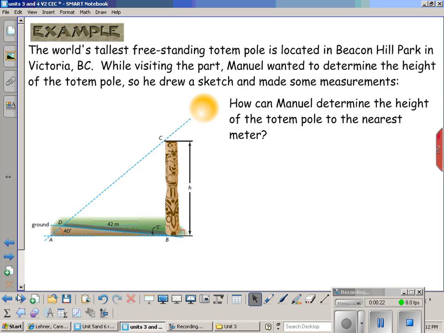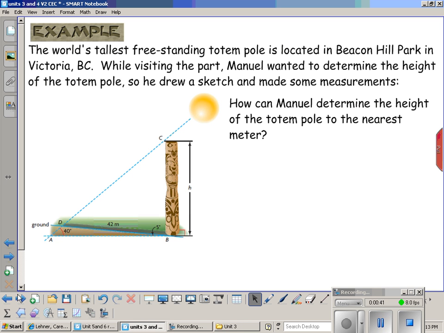While visiting the park, Manuel wanted to determine the height of the totem pole, so he drew a sketch and made some measurements. How can Manuel determine the height of the totem pole to the nearest meter? What you have to be able to determine is whether you are going to be using the law of sines or the law of cosines.